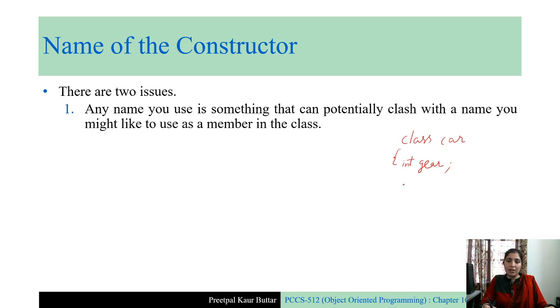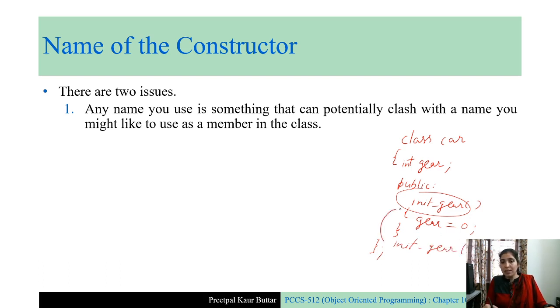Then if you name the constructor init gear, and here you are initializing gear equal to value 0, then it might happen that the same name init gear is used somewhere else also inside this class. So there is a clash. For two things you are using the same name, so that is a problem.